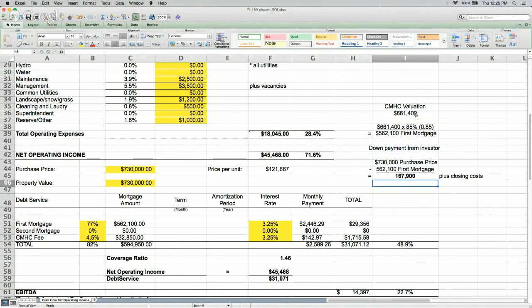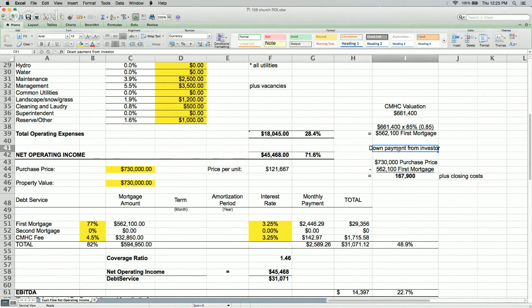So CMHC's valuation on this particular building was $661,400. Okay, the minimum down payment CMHC allows is 15%. So the lender will insure, CMHC will insure the lender, and the lender will provide you a mortgage of 85% of the purchase price. So if we take this CMHC value and multiply it by 85%, we end up with a $562,100 first mortgage, as we see here.